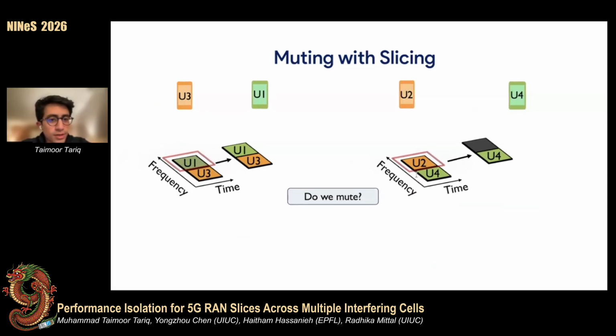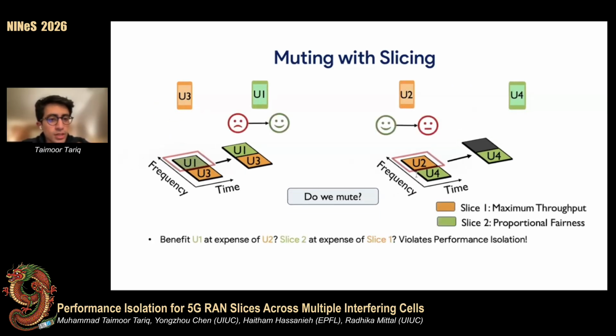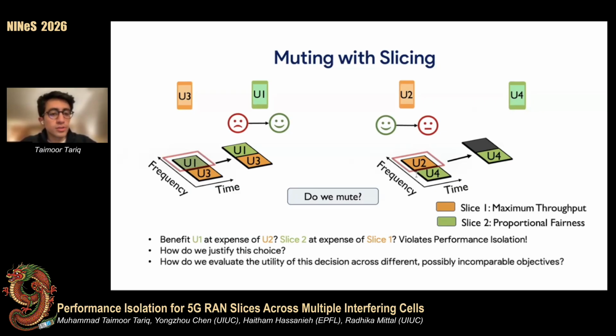But is that fair? Because essentially what we're doing is that we are improving the channel quality for U1, which belongs to the green slice, at the expense of U2, which belongs to the orange slice. So essentially, we're benefiting the green slice at the expense of the orange slice. And this violates the core promise of RAN slicing, which is to provide performance isolation. So how do we justify this choice?